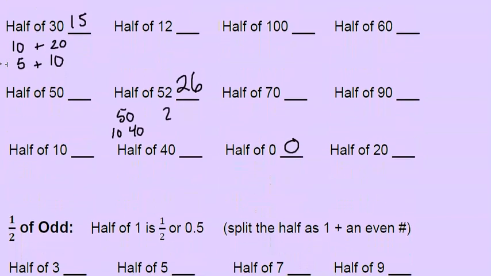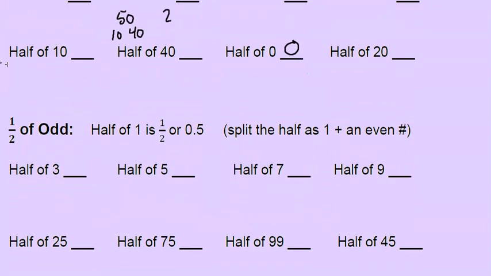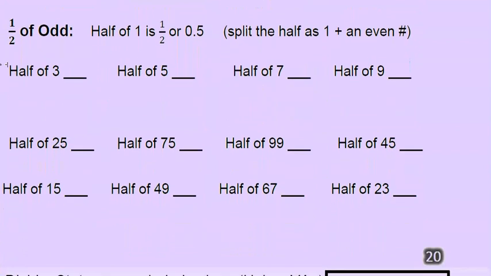Try the rest of those half of even numbers. And let's go ahead and move on to half of odd numbers.